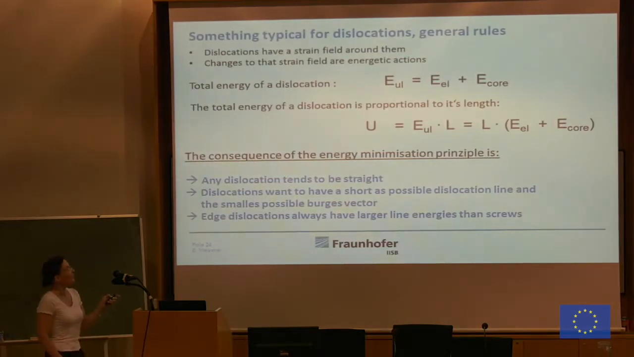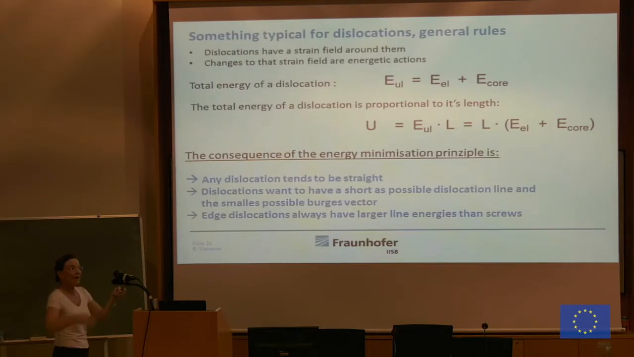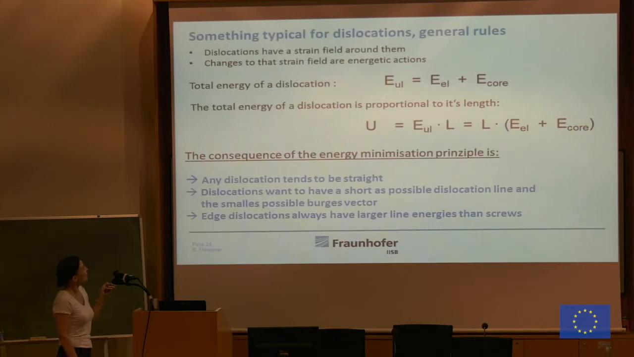So what is typical for a dislocation? There are some typical rules that dislocations normally tend to follow. All the dislocations, as I said, have a strain field around them. Now the changes that you make to that strain field are always energetic actions. So the total energy of a dislocation, you can see here, is a sum of the elastic energy that you have in the strain field and the energy that is stored in the core. The total energy of a dislocation is also proportional to the length of the dislocation line.